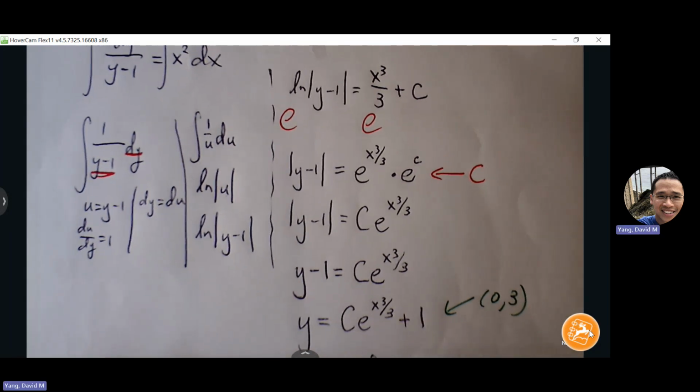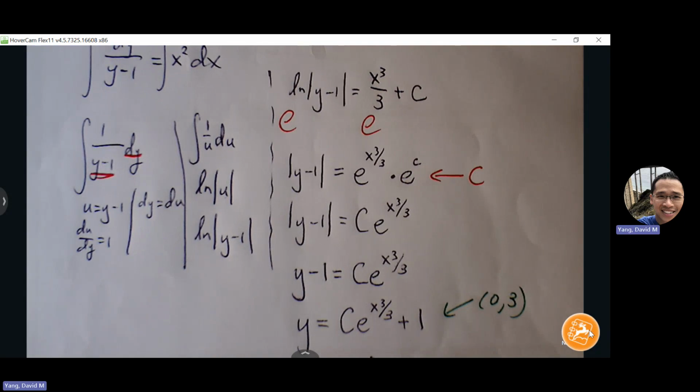So at this stage, I've solved for y because I've dropped the absolute value. The plus or minus gets eaten up by the c. Add 1 to both sides, and now my final step is to solve for c. So 0 in for x, 3 in for y. We solve for c, and then we update the equation, and we can call this a general, a particular, or specific solution.